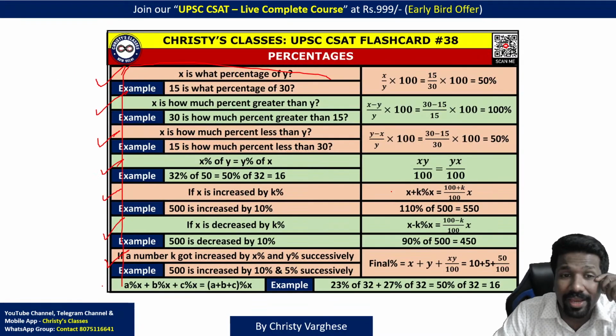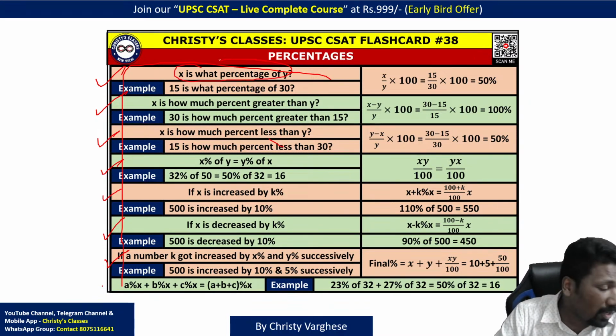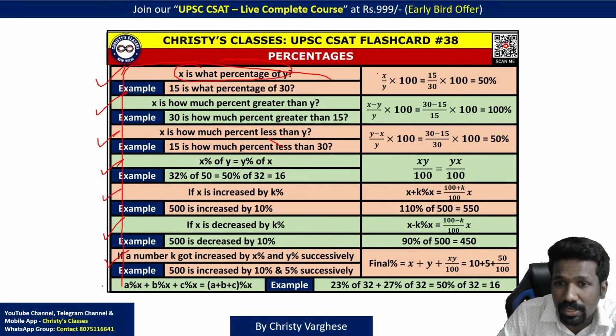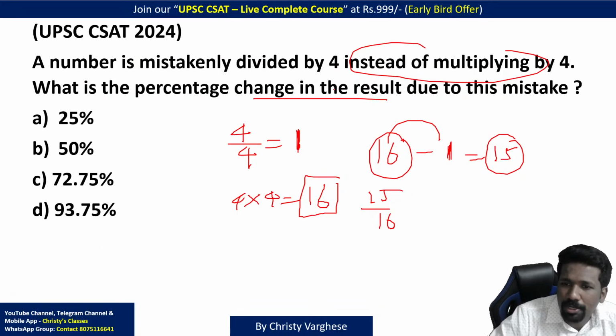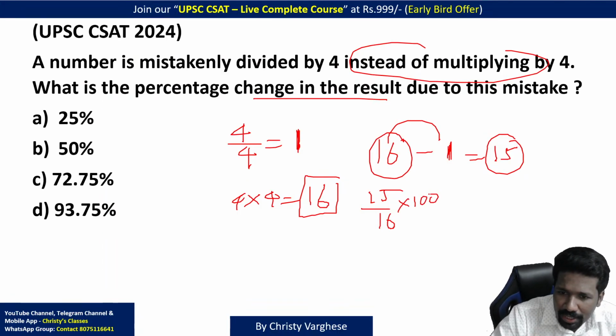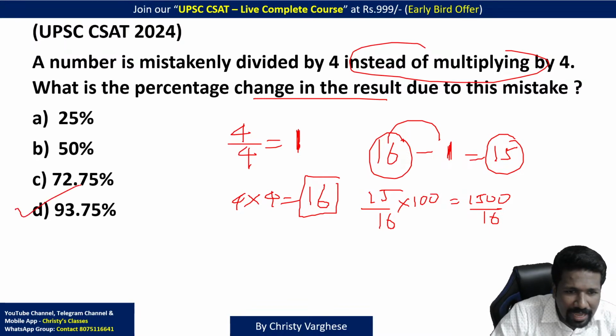When you want to find x is how much percentage of y, in this question, 15 is how much percentage of 16. x by y into 100, this is the formula. But if you know the logic behind the formula, it is so simple. So 15 by 16 means 15 by 16 into 100, mathematically speaking. So it is 1500 by 16. When you simplify it, you will get this answer.